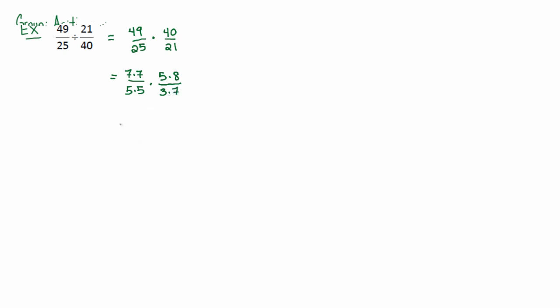And using our prerequisite skill to cancel common factors, I see I have a 7 here that will cancel with this 7 there. I have a 5 here that will cancel with this 5 there. And if I look between numerators and denominators, there's nothing else that will cancel. So this will actually be using multiplication of fractions. 7 times 8 in the numerator and 5 times 3 in the denominator. 7 times 8 is 56, and 5 times 3 is 15. That's how you divide two fractions.